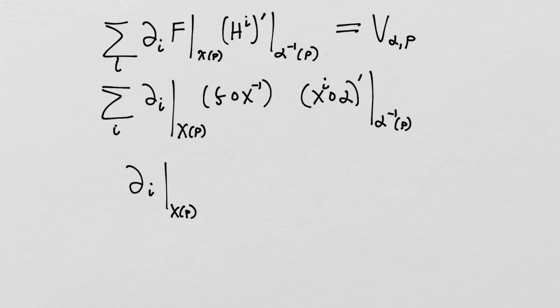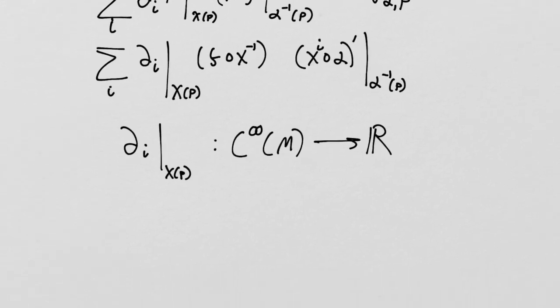So let me do it this way. It's a map that goes from the C infinity functions on M, right? Of course, that's where f comes from, right? f is a member of this set, and it gives you a real number. But that's the map. So I want to define a map with this name, right?